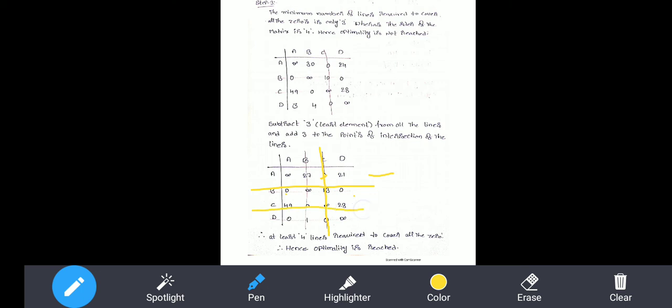Now you can draw the horizontal line, or a vertical line also you can draw here. Another line will be here. The total number of lines covered here will be n equal to 4. Our size of the matrix is also 4. Means the solution is optimized. Okay, the solution is optimized.